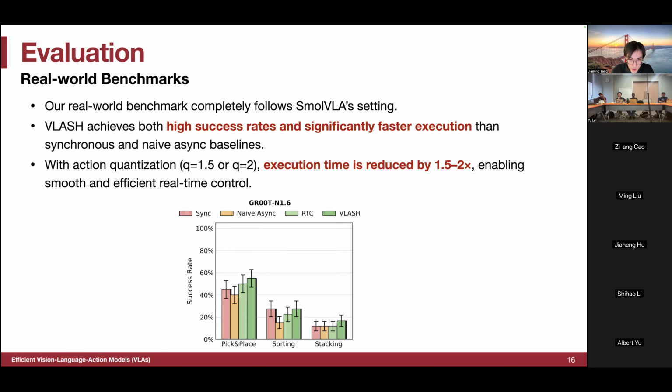And here are the other VLA models from NVIDIA. It's GR00T N1.6, and we can see our method can still consistently outperform other baselines.